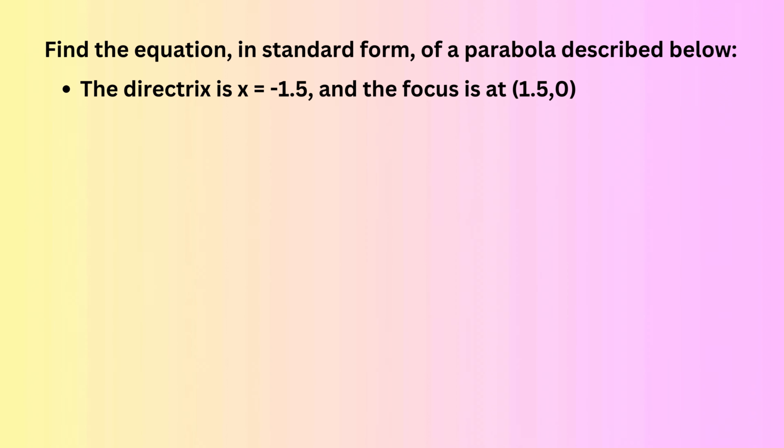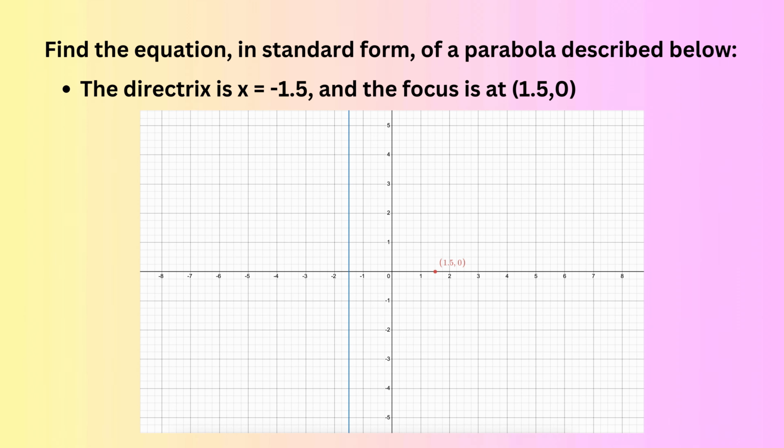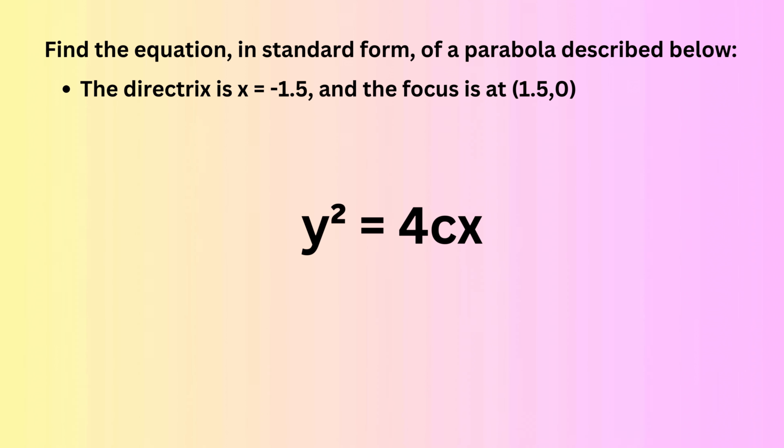Now, for this given, the directrix is x equals -1.5, and the focus is at (1.5, 0). To better visualize it, we can plot it in the Cartesian plane. As you can see, the focus is to the right of the directrix, so our parabola opens to the right. We will be using the formula y squared equals 4cx.